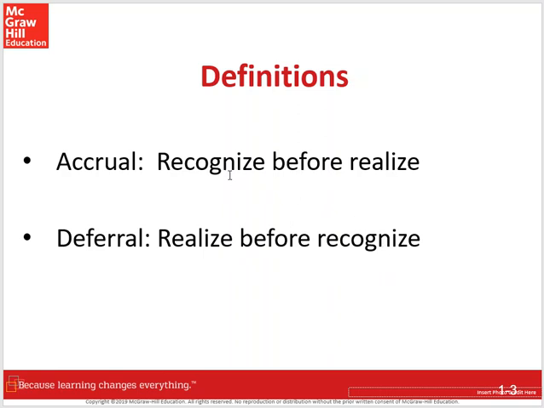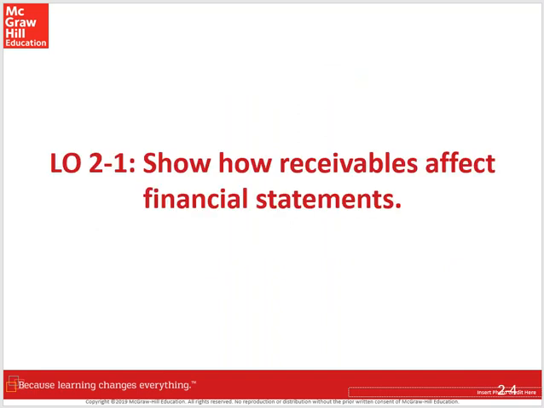And I do want to point out the word recognize really only applies to revenue and expense. You can only recognize revenue and expense. You don't recognize assets and liabilities and common stock. So this means we're going to recognize revenue or expense before we realize it with cash changing hands. That would be an accrual. Or a deferral, cash will change hands before we recognize the revenue or expense. Hope all that makes sense. We'll try to apply that terminology as we go here.